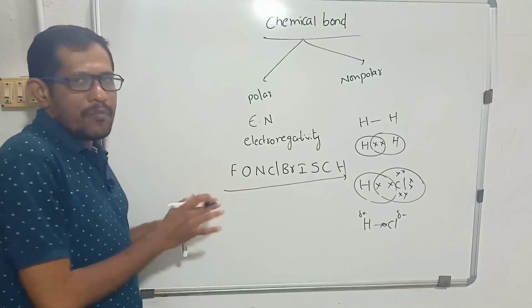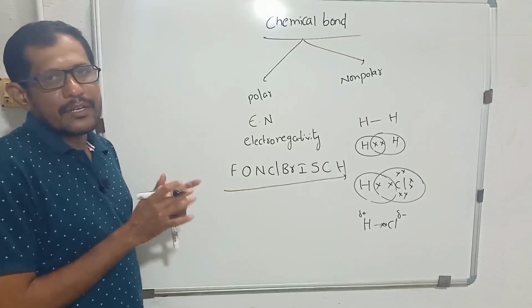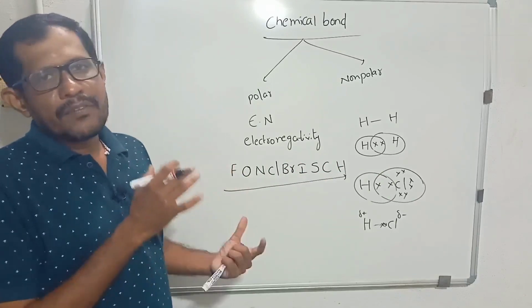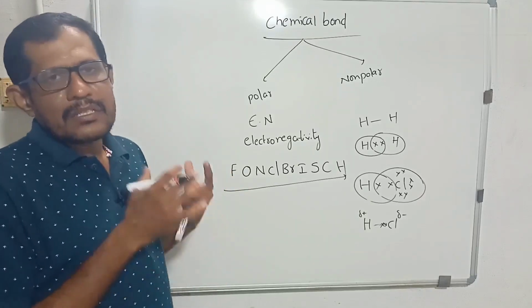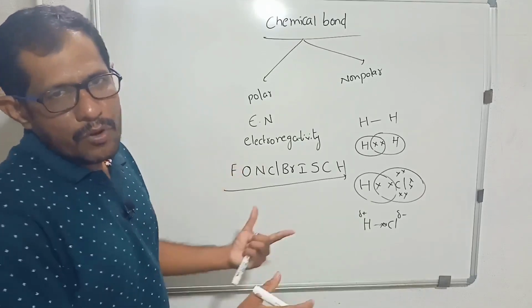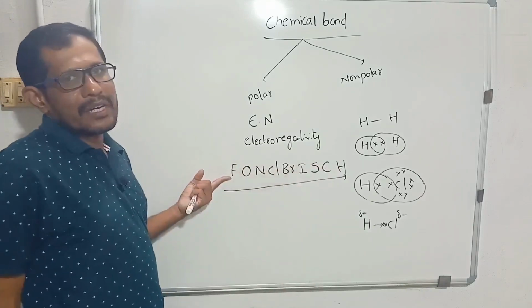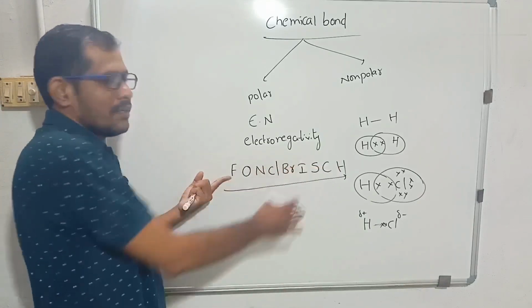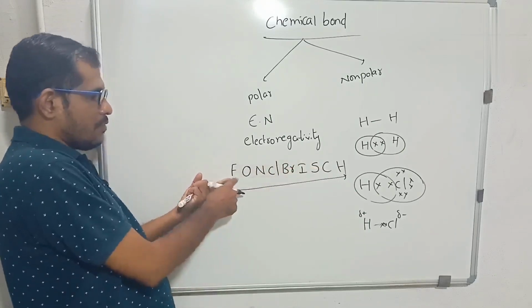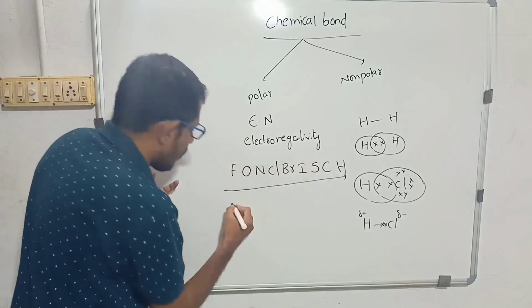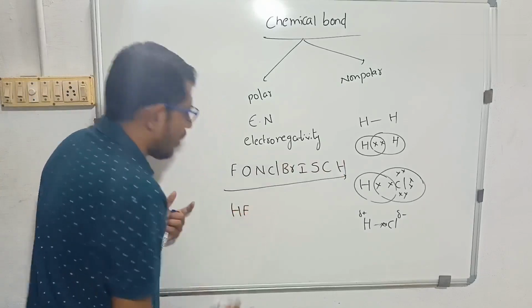So which compound is more polar? As I already told you, if the electronegativity difference is more, that compound is more polar. If you check here, in HF the electronegativity difference is more, since one is first and the other is last. So HF is more polar.